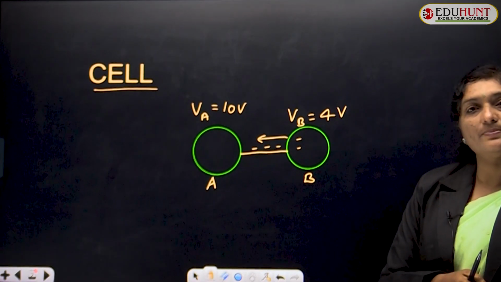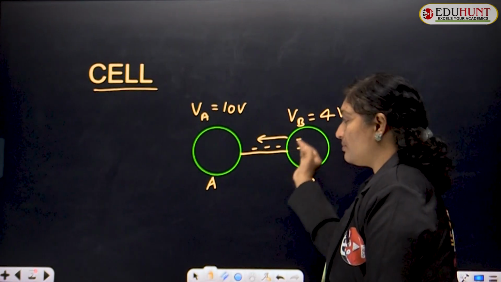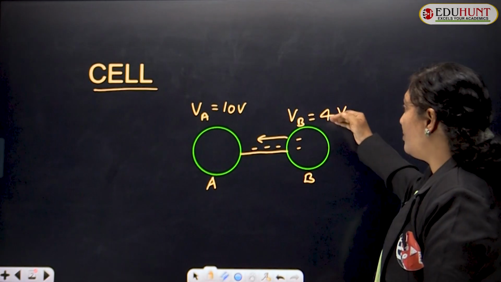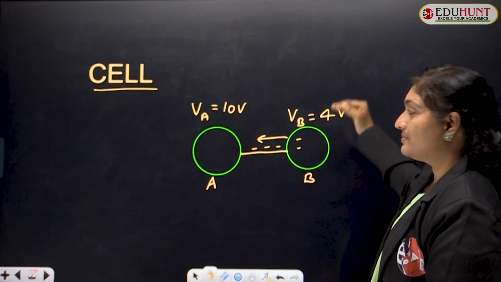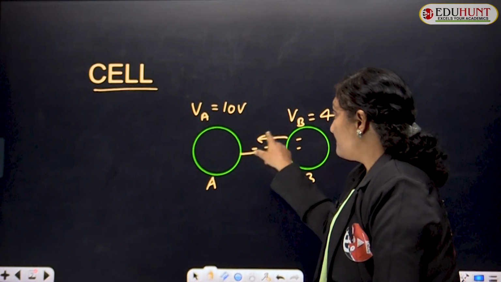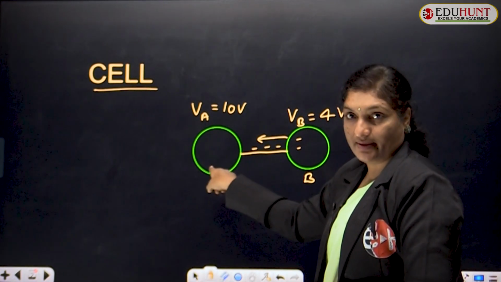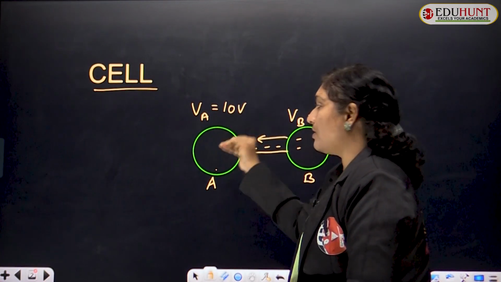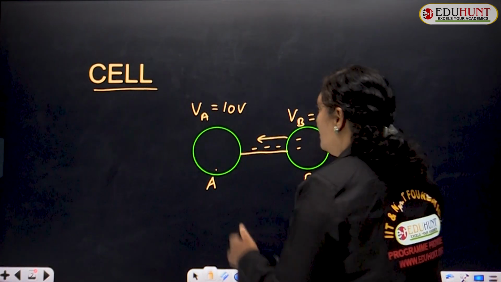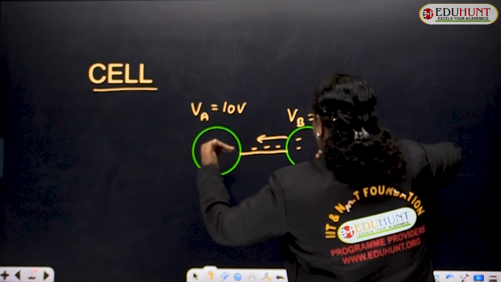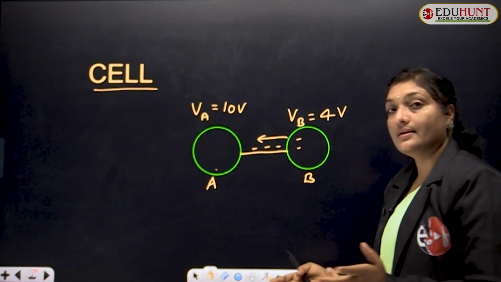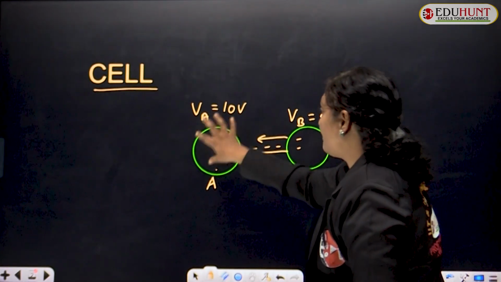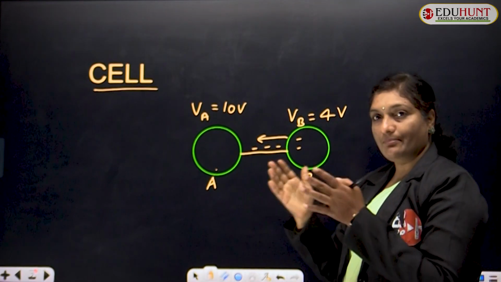So how long is this process continued? As and when the electrons are moving on, the potential of the conductor B starts increasing. 4 will become 5, 5 will become 6, 6 will become 7 and so on. And because the electrons are moving to the other conductor, the first conductor gets neutralized. As a result, the potential across the conductor A decreases. So the potential across A starts decreasing whereas simultaneously the potential across B increases. This process continues until the potentials of both the conductors become equalized.